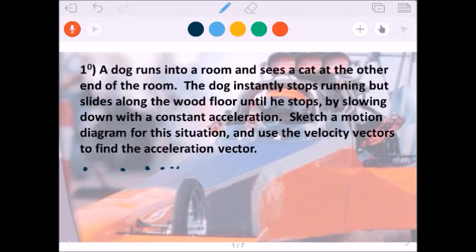Alright, now it says use velocity vectors to find his acceleration. So if I did this correctly, I've got his initial velocity vector like this. The second one would be like this. So if I take this second velocity vector and I flip it around and put it head to tail with the first one, something like that, that will give me the overall acceleration, which is the difference between these two. So my acceleration would be that.